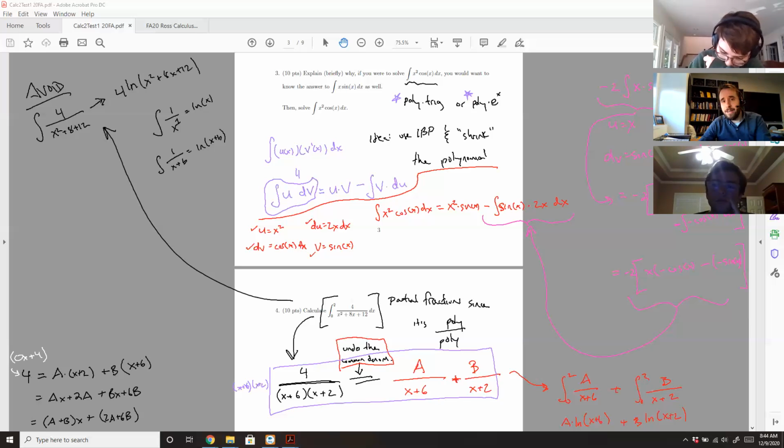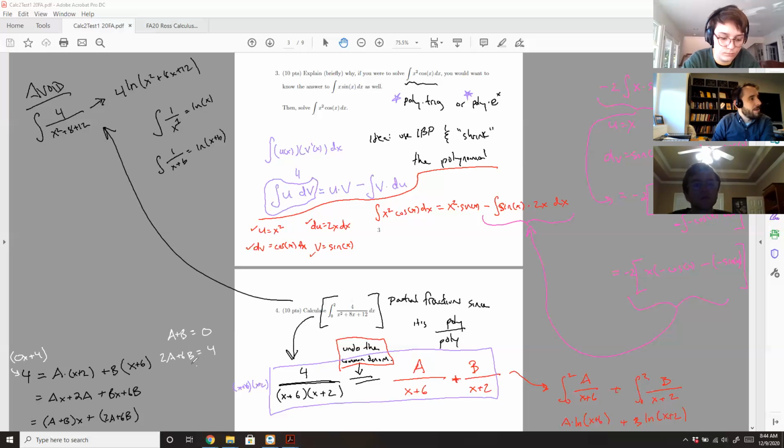So this tells us that a plus b has to equal 0 because (a plus b)x equals 0x, and 2a plus 6b equals 4. So again, that's (a plus b)x equals 0x, and 2a plus 6b equals 4. And this is a system of equations. We've got our a and b as our unknowns. And so we can go on to manipulate this. And I think in doing so, we can solve for a and b.